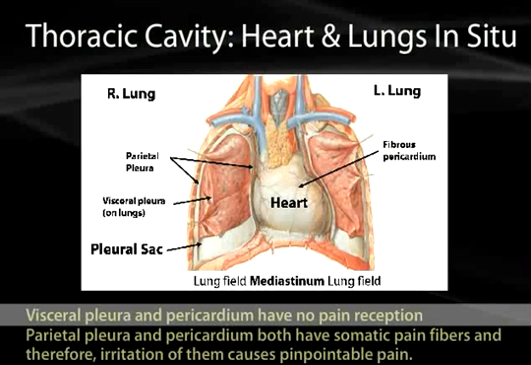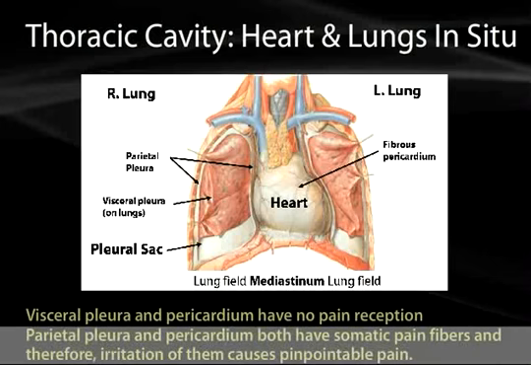Against the lung field, we have the visceral pleura and pericardium, which have no pain receptors, and the parietal pleura and pericardium do have somatic pain fibers. Therefore, irritation of each of these can cause pinpointable pain, and the others either no pain or very diffuse visceral referred pains. What we can do to help you along with this is remember that the thoracic wall has the ventral rami associated with it, which are somatic, and the pericardium has the phrenic nerve associated with it, which is somatic.